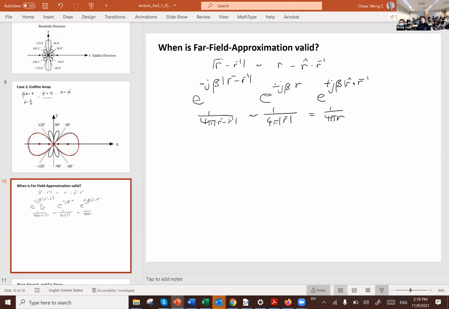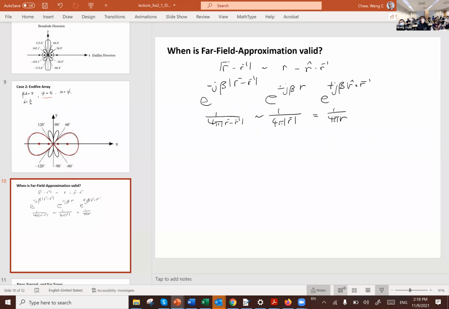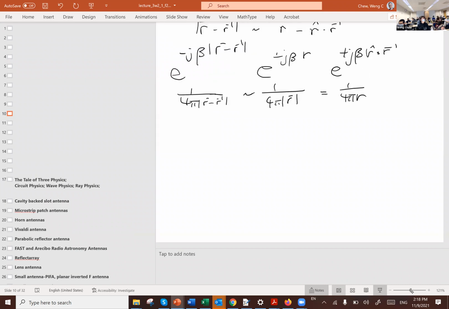Okay, very good. This is going to be a slowly varying function of phase when you're in the far field.